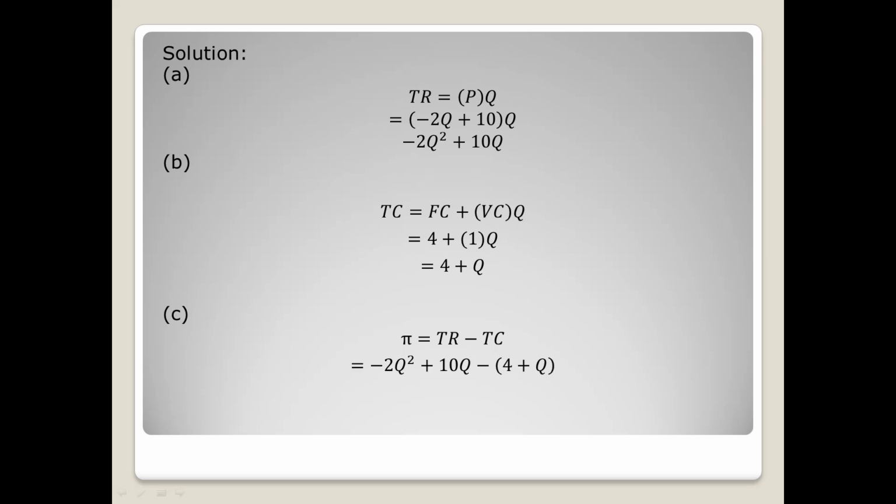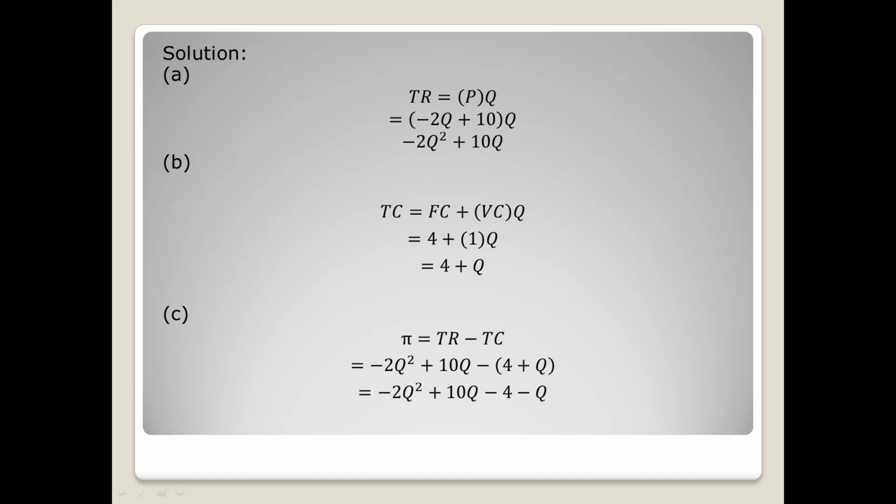So if we multiply out this bracket and collect the like terms, we will get minus 2q squared plus 10q minus 4 minus q. Be very careful of this negative sign because many students make a mistake here. They don't use the bracket, and then when they substitute TC, they will write minus q plus minus 4 plus q. This is a common mistake among the students. So that's why you have to use brackets to include the total cost. So it will be 4 plus q in a bracket. When you multiply out the bracket, it will be minus 4 minus q.